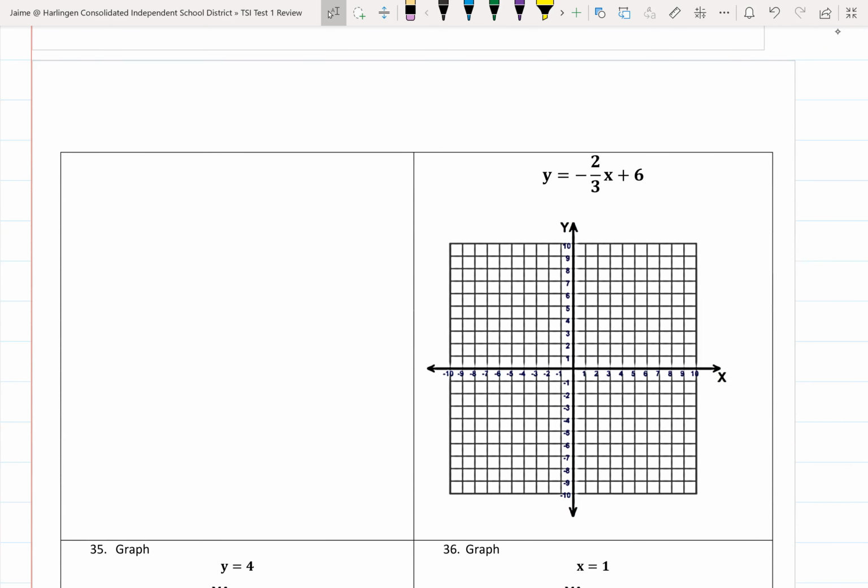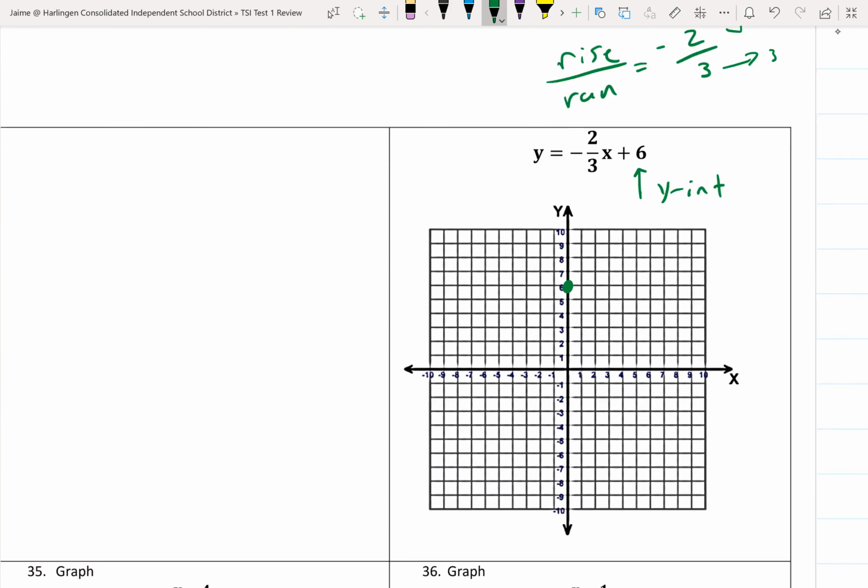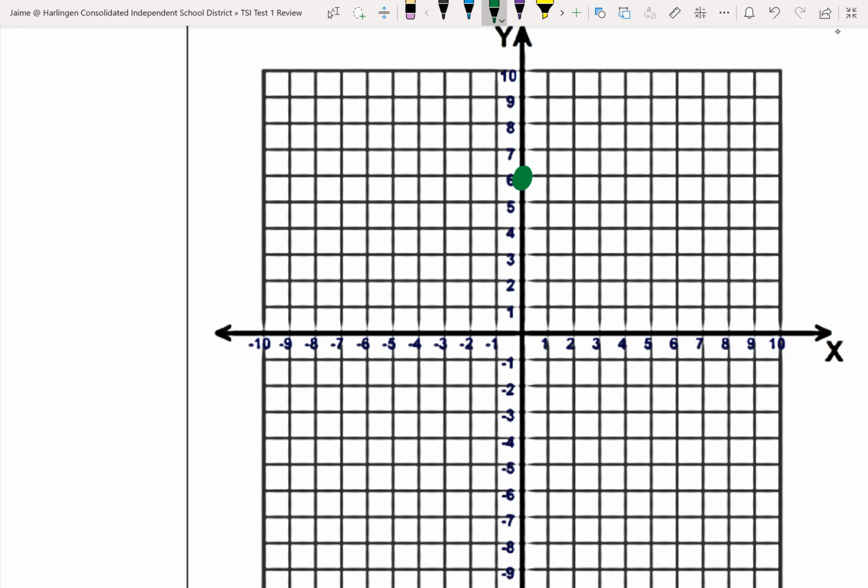34 wants us to graph this line. Remember we start here? That's the y-intercept. So on the y-axis at positive 6, make a dot. There we go. Then the rise and the run. The rise is negative 2 and the run is 3. What does it mean to rise negative 2? It means to go down 2, and then it means to go to the right 3. So let's go down 2, right 3.